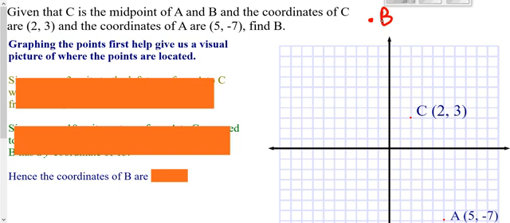So now you should be able to see that looking at your A, you were at 5 for your X, then you go to C, which is at 2. So to go from A to C, you went left 3. Well, since C is the midpoint, it's got to follow that pattern going on the other side to get up to B. So if we were at 5, went to 2, we went left 3, we'd have to go left another 3, so that means B would have to be at -1.